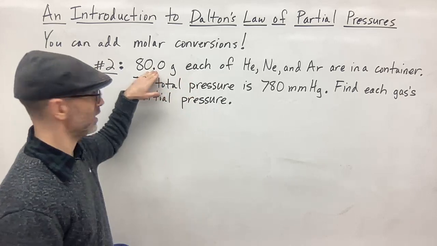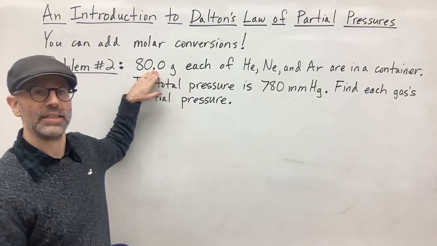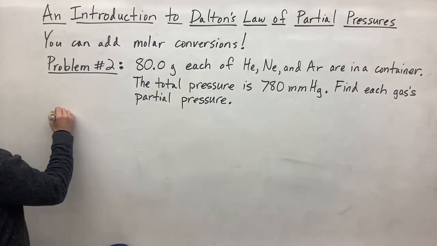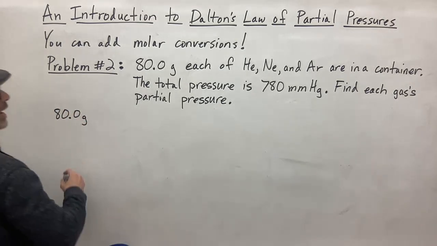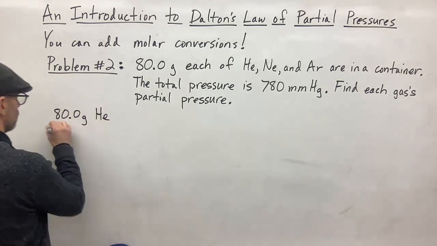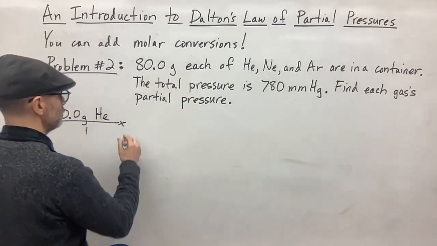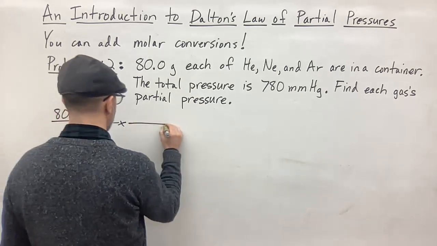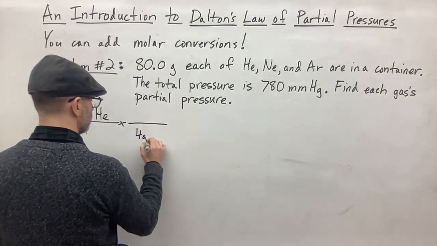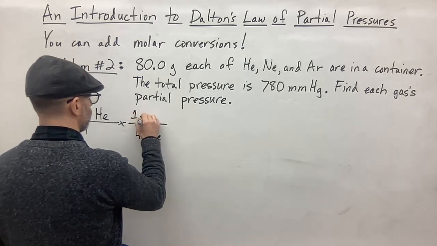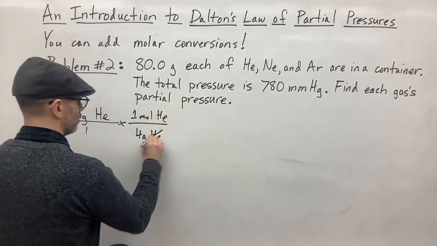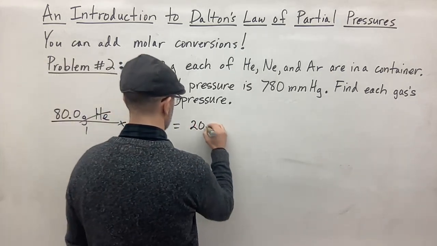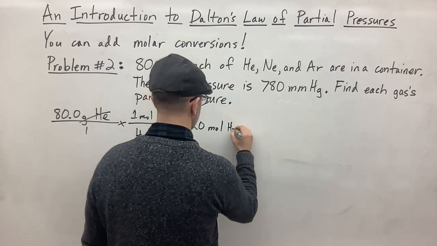So they gave us the mass of each gas. So convert that to moles, and we'll have our mole fraction. So we take 80 grams of helium, and the molar mass of helium is 4. We're going to round it to make our calculations easier. So basically, we have 4 grams of helium per 1 mole of helium. So the grams of helium cancel out, and then 80 divided by 4 gives us 20 moles of helium.